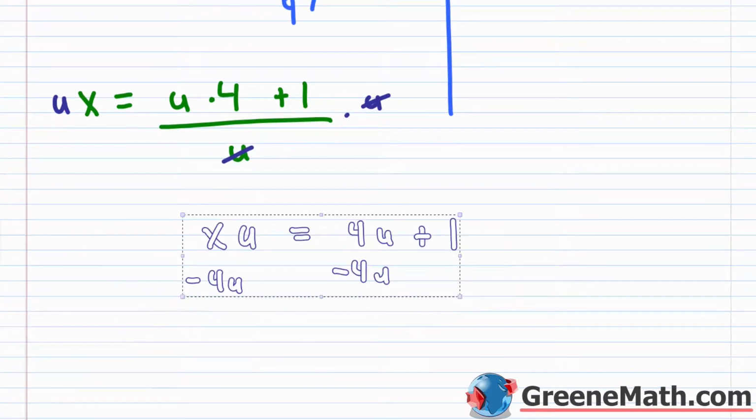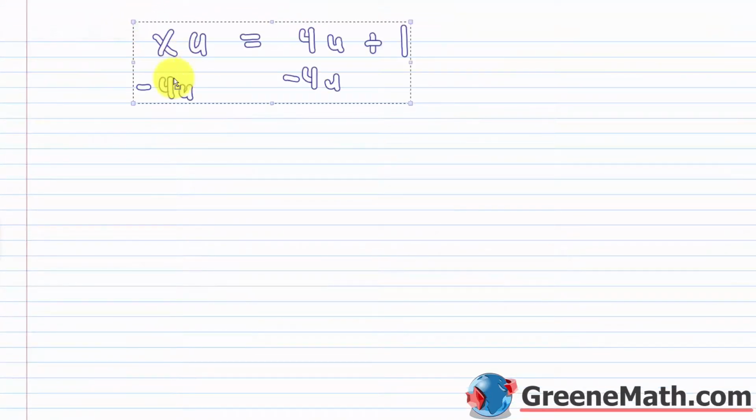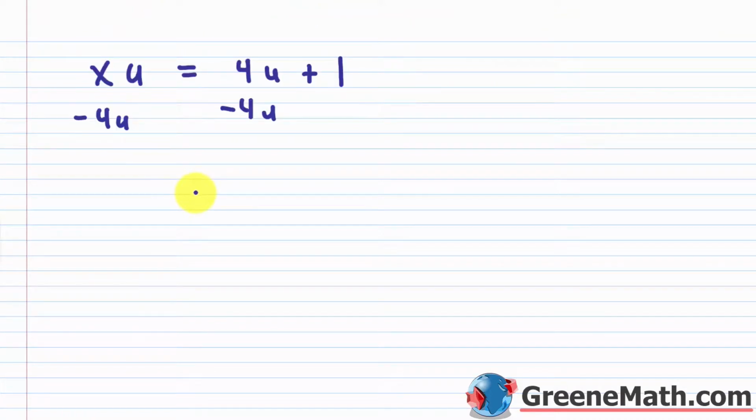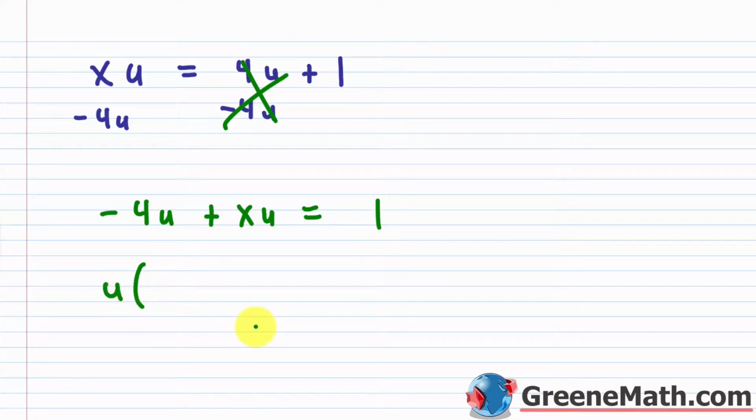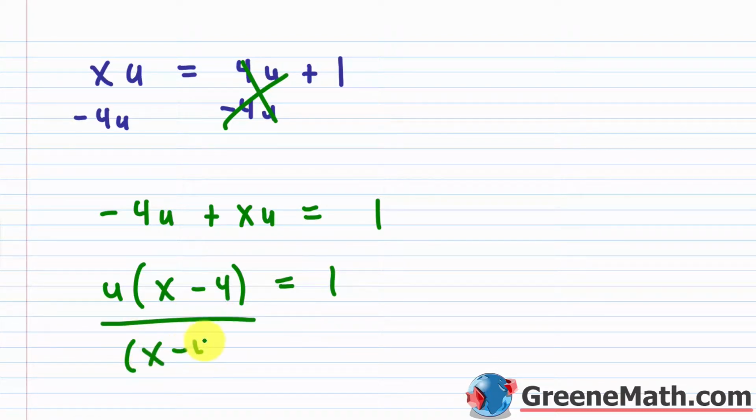So let me copy this and go to a fresh sheet and just paste this in. And what I want to do here, I want to have minus 4u and then plus xu is equal to, this cancels, the number 1. Okay, so I'm going to factor the u out. So I'm going to have u, and then in the parentheses, I can write negative 4 plus x, or I can switch that around and say x minus 4, which is what I want to do. And this is equal to 1. Okay, so I'm going to divide both sides by x minus 4.